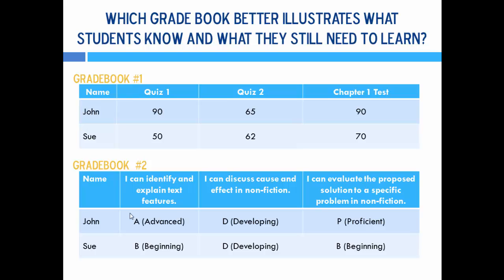Both of the students need help with discussing cause and effect in nonfiction. And we can pull both of those kids around. And when it comes to the third standard, you can see that John's proficient. He can evaluate the proposed solution to a specific problem in nonfiction, but Sue again needs to be pulled aside. These 3 standards are assessed independently.